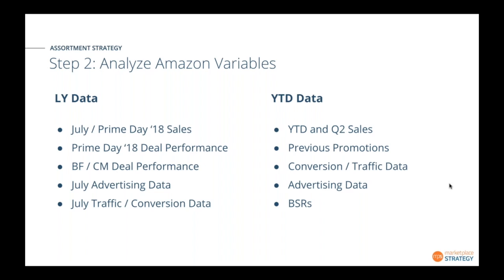Obviously, if you've run any promotions during Q1 or Q2, look to see how those performed, and look again at the conversion and traffic data and advertising data from this time frame. Then another key thing is to look at your bestseller ranks. This is going to help you understand how your product stacks up against other products within your category.